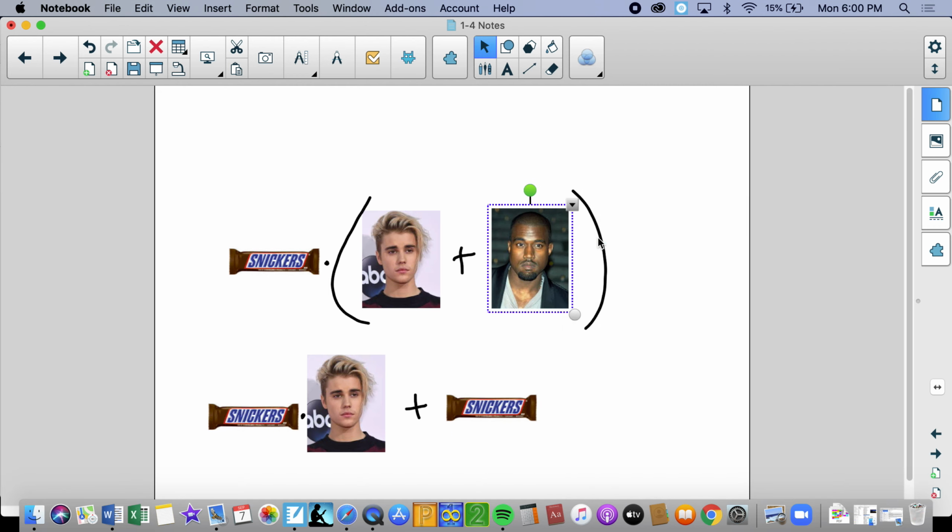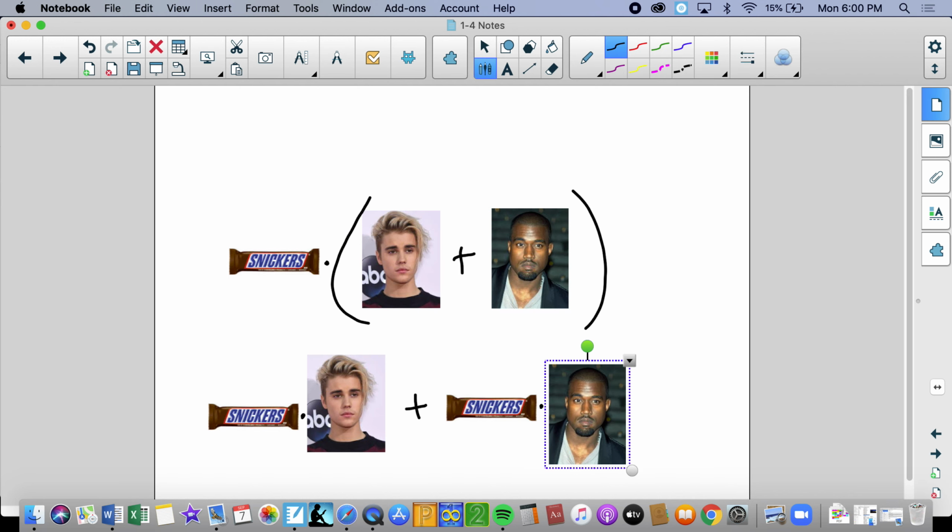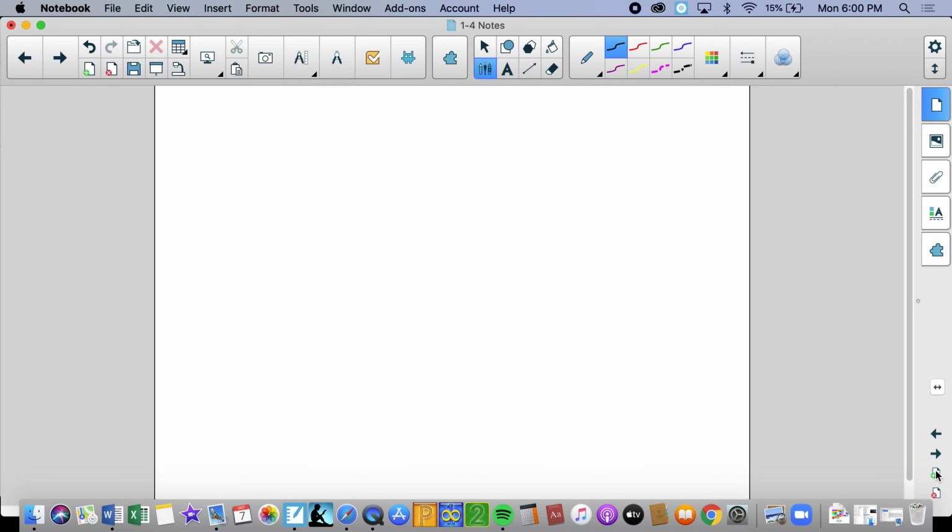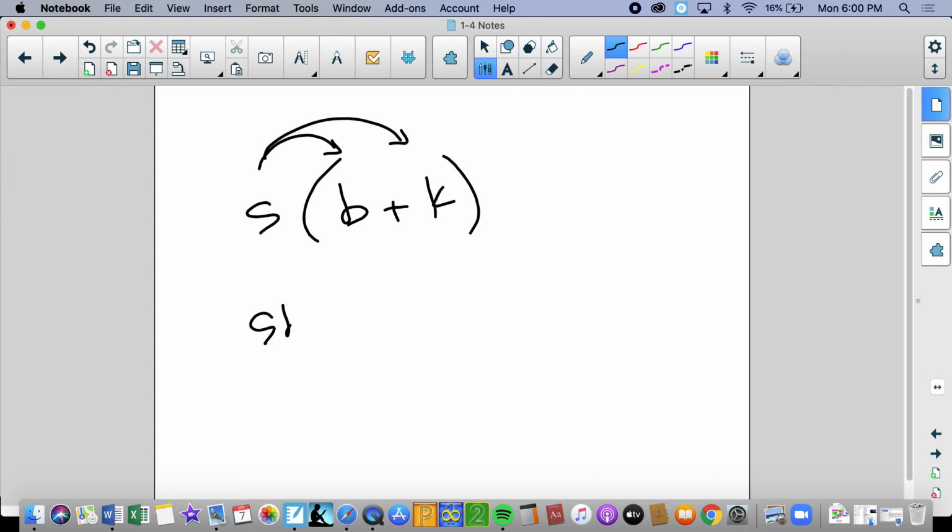Doesn't that make sense? If they come to my house and I'm giving away Snicker bars, you're going to get that. Because Kanye and Biebs aren't the same, they're both singers, but they're not the same people, you couldn't combine these two. So this is the real example. If you have Snicker times Biebs plus Kanye, you would distribute that and you get SB plus SK, right? Snicker bar times Biebs, Snicker bar times Kanye.